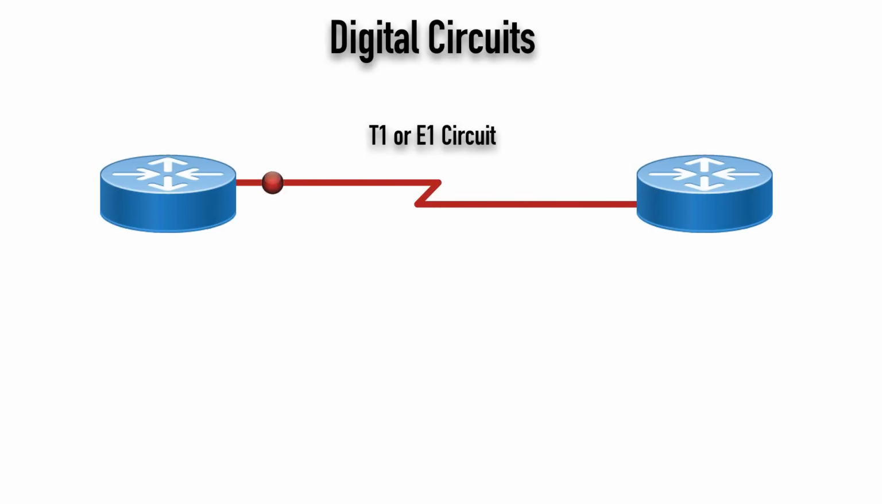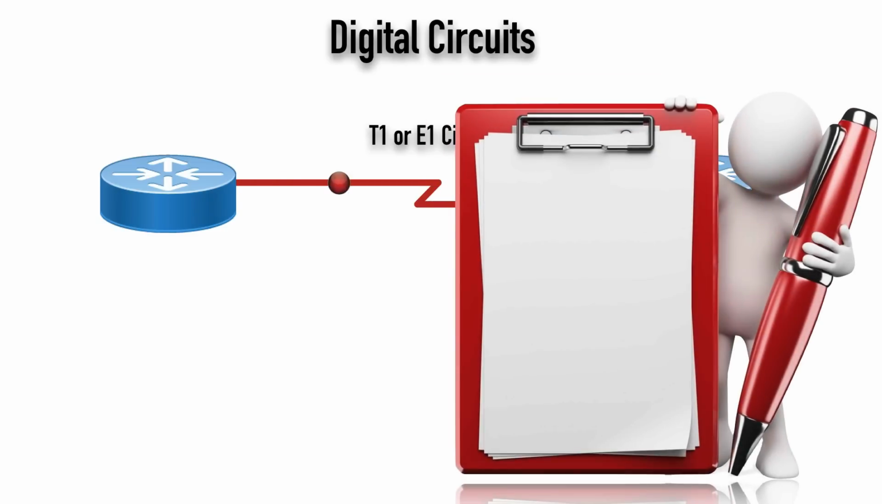We know that T1s and E1s are digital circuits. They're synchronized, they have clocking. The routers that we have, or whatever device is terminating these circuits, know when one bit stops and another bit starts. But one of the big advantages we have with digital circuits as opposed to analog circuits is, with the digital circuit, we can have multiple conversations going on at the very same time on a single circuit.